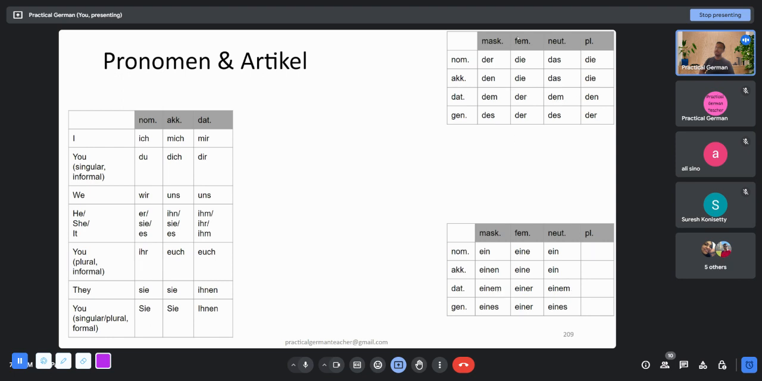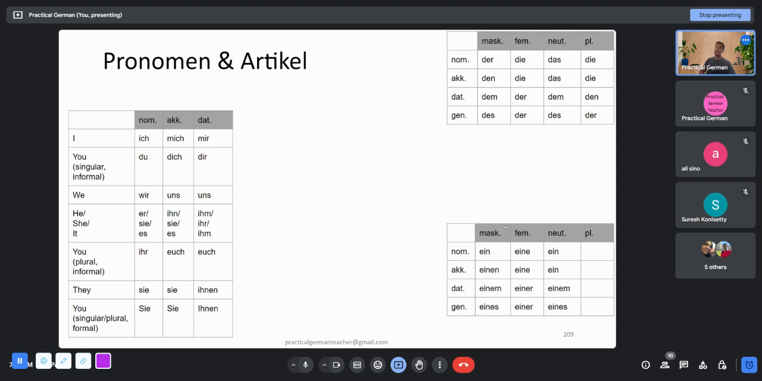Dative case, feminine noun, the definite article was der. The ending sound is er. Here also you have the sound of er. Genitive case, masculine, neutrum, indefinite article, eines, just like here, des. The sound of s is there. So eines. And feminine, genitive case, here you have der, the sound of er. Here also you have the sound of er, right? Einer. So far we have covered pronouns, definite articles, indefinite articles.